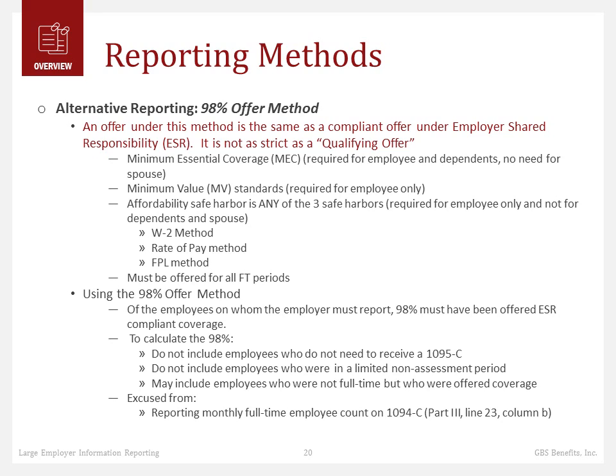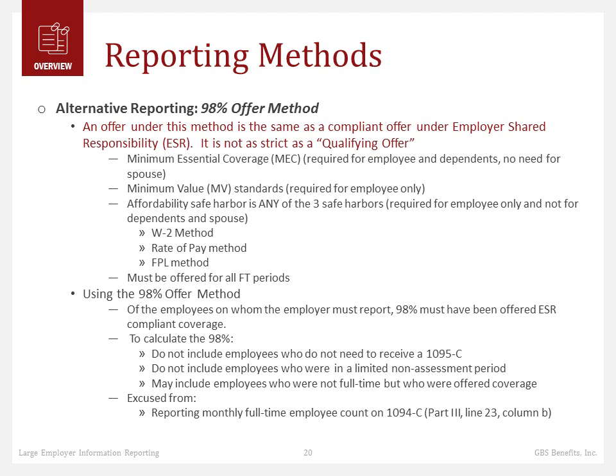So in other words, you need to have offered the minimum essential coverage to your employee and their dependents, but there's no need to offer to the spouse. The offering to the employee needs to meet minimum value, but it doesn't have to meet minimum value for their dependents and spouse if you offer to them. The affordability safe harbor that you use can be any of the 3 safe harbors, which is the W-2 method, the rate of pay method, and the federal poverty level method. And affordability only needs to apply to single coverage. It doesn't need to be affordable for dependents and family. So that's what needs to be offered under the 98% offer method.